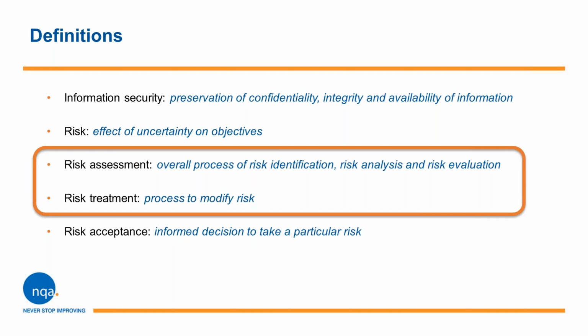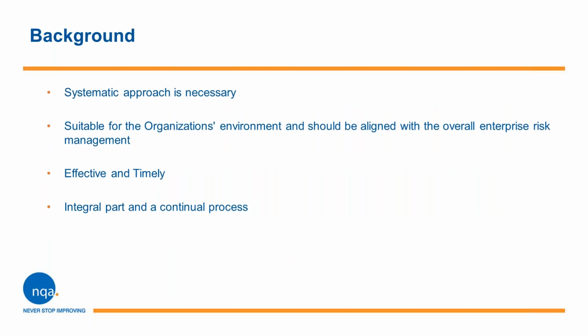The assessment and management of information security risk is at the core of 27001. It's a big chunk of the standard. A systematic approach to information security risk management is necessary to identify organizational needs regarding information security requirements, and also to create an effective information security management system. This approach should be suitable for the organization's environment, and in particular should be aligned with overall enterprise risk management. Security efforts should address risks in an effective and timely manner where and when they are needed.